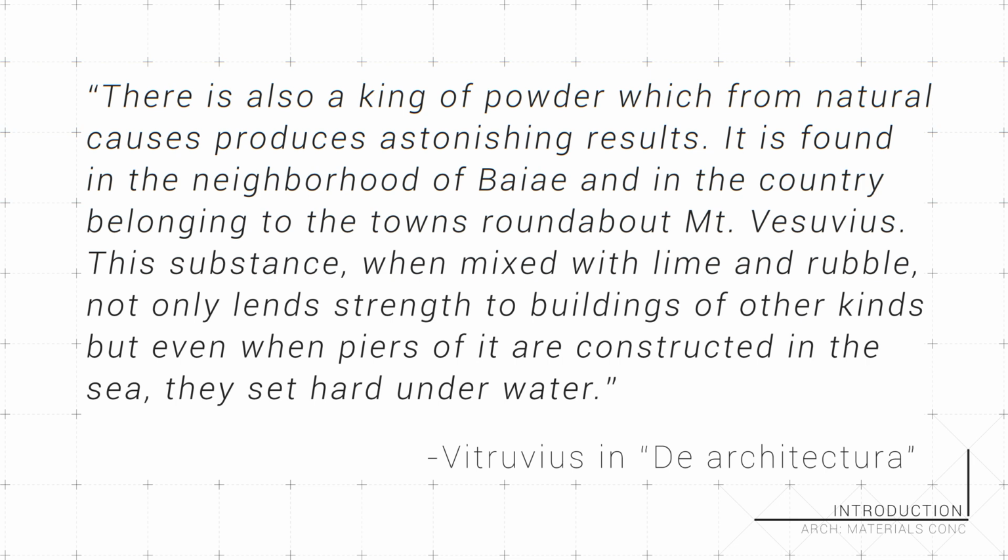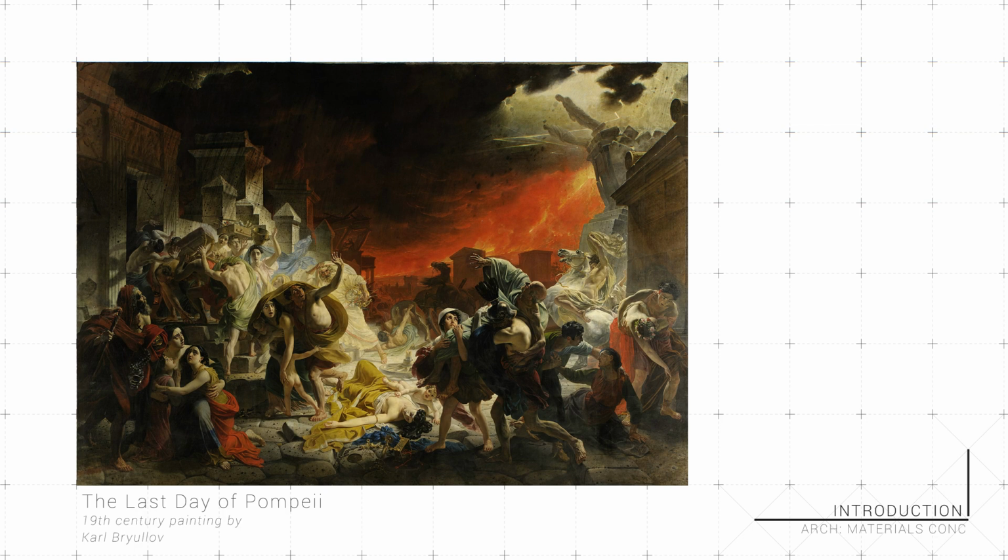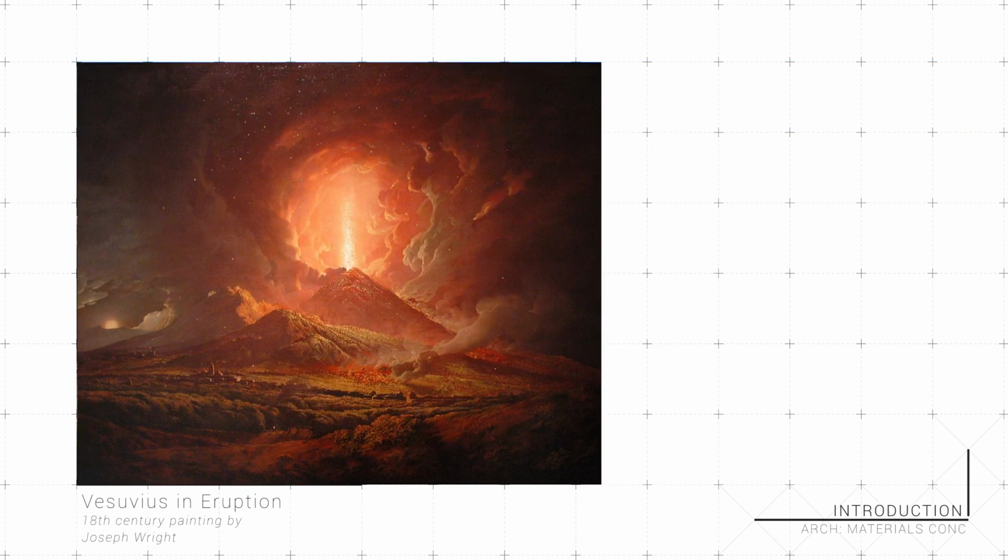It is found in the neighborhood of Baia and in the country belonging to the towns round about Mount Vesuvius. This substance, when mixed with lime and rubble, not only lends strength to buildings of other kinds, but even when piers of it are constructed in the sea, they set hard underwater. In other words, the early volcanic ash used in Roman construction came from towns like Pompeii, which were later destroyed by Mount Vesuvius, the very volcano that provided the proper ash for ancient concrete.